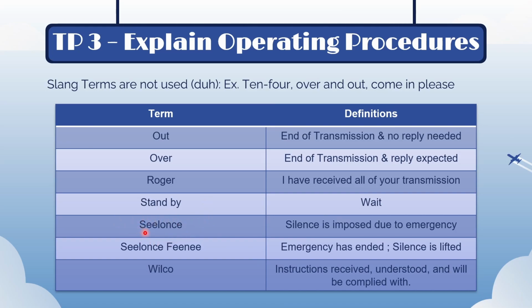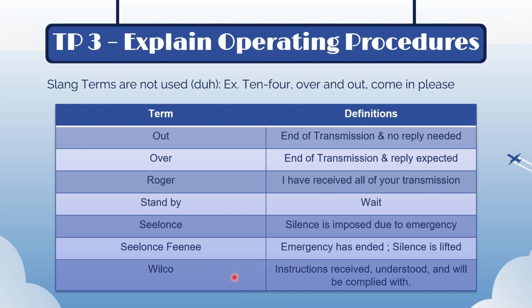Silence. Silence means silence is imposed due to emergency. Whenever there is a mayday or a pan-pan, the ATC will say silence, and then you are not supposed to say anything unless you also have an emergency. After the emergency, the ATC will say silence fini, which means that the emergency has ended and silence is lifted. Now you can continue your normal communications again.